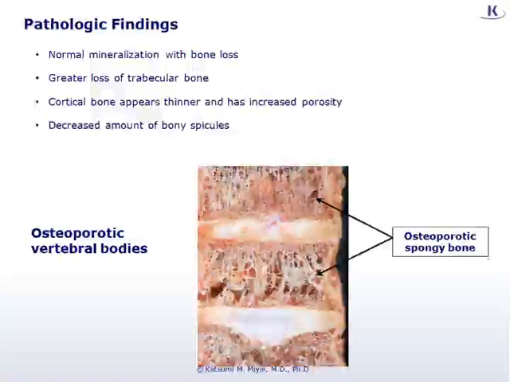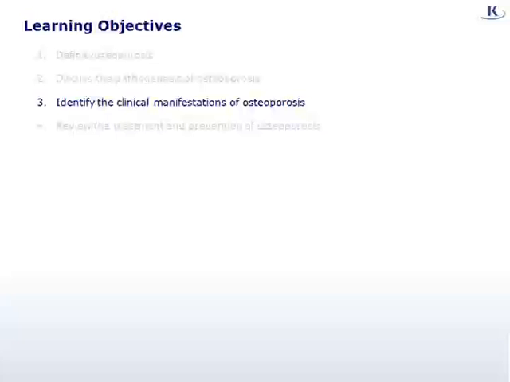Cortical bone, which is found on the outer aspect of bone and in the diaphysis of long bones, appears thinner and has increased porosity. There are decreased bony spicules, which are deposits of bone matrix aggregates that indicate bone synthesis. The bony spicules that are present appear thinner than normal in osteoporotic bone.